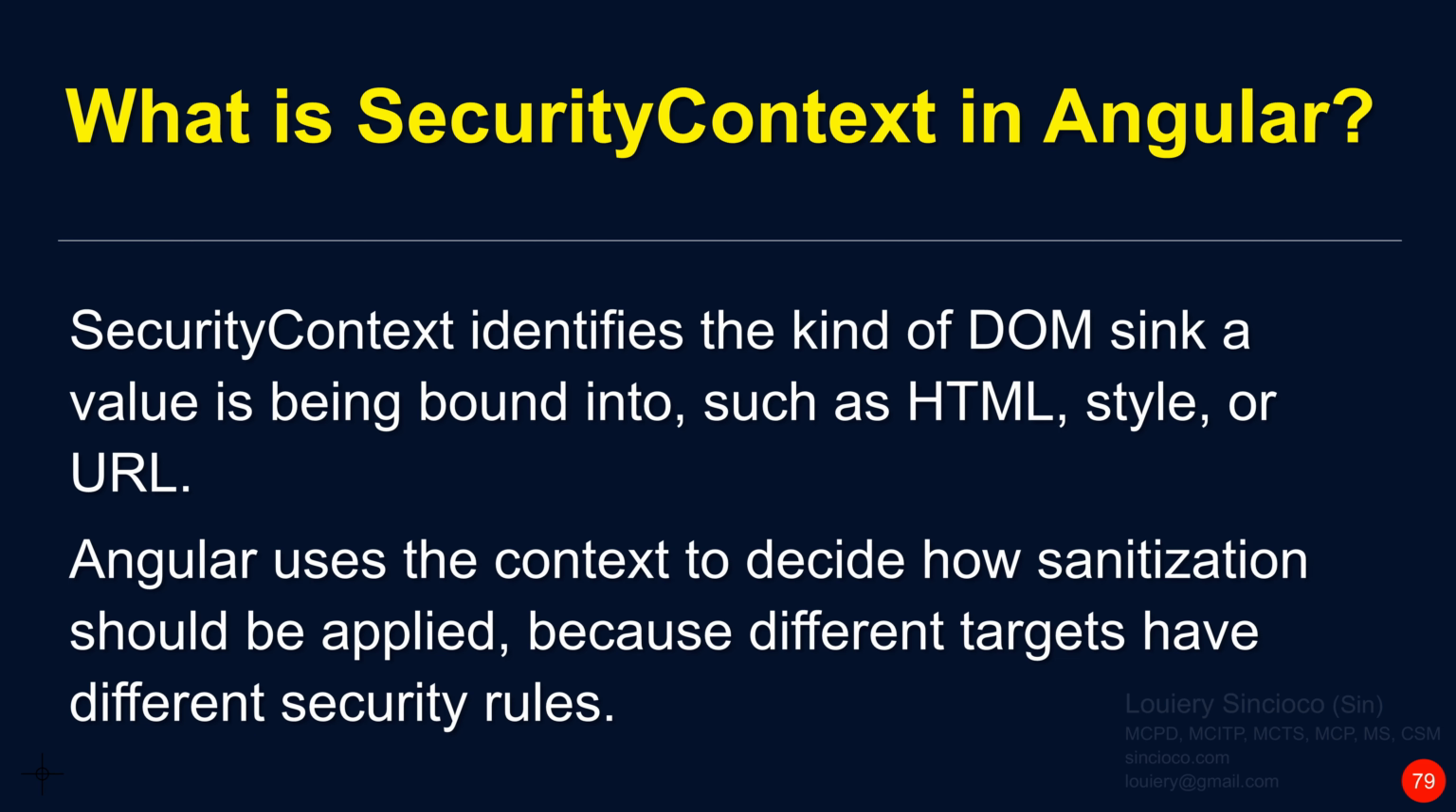What is security context in Angular? Security context identifies the kind of DOM sink a value is being bound into, such as HTML, style, or URL. Angular uses the context to decide how sanitization should be applied, because different targets have different security rules.